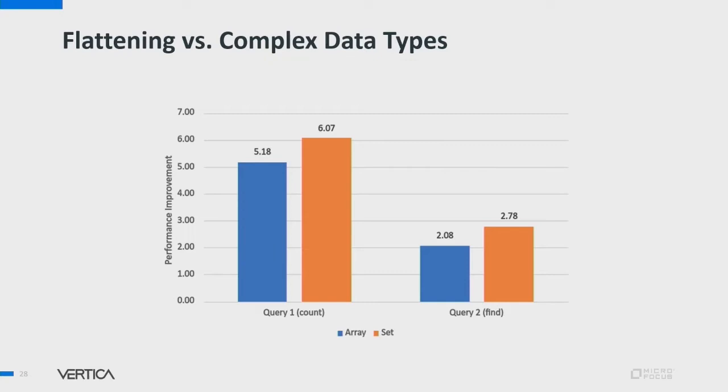Here are some performance results. The first query did a lot better. We see a 5 times performance improvement when we use the array column, and we see that the set column ran this query 6 times faster.